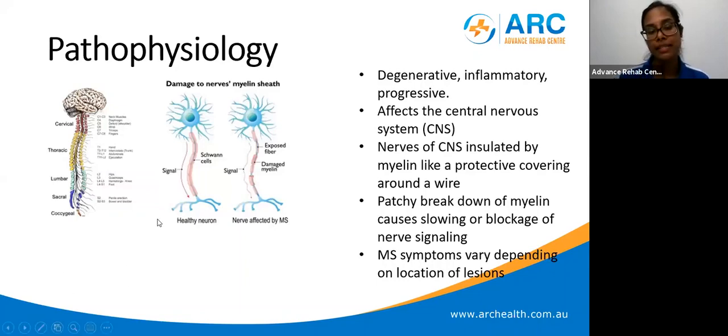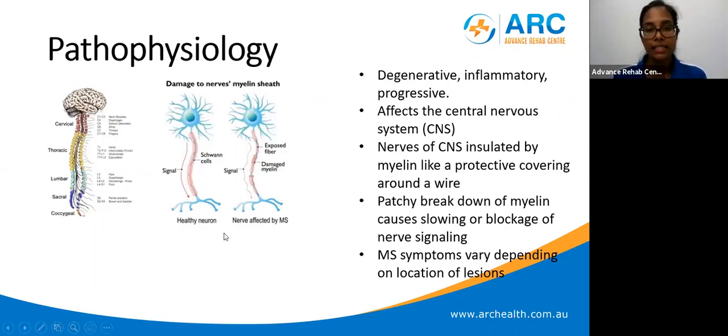So what happens in MS is the body recognizes this myelin sheath as something foreign and causes an inflammatory reaction that attacks it, leading to a patchy breakdown. So when this happens, as you can imagine, that really impacts the way the nerves communicate because it can slow down the conduction of the nerves or stop the messages from getting from point A to B altogether. So you can think of the role of myelin as the protective covering around any electrical wire. So you can see that it really affects the way the messages get across.